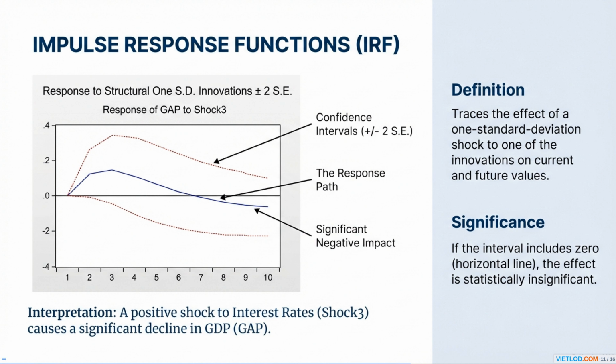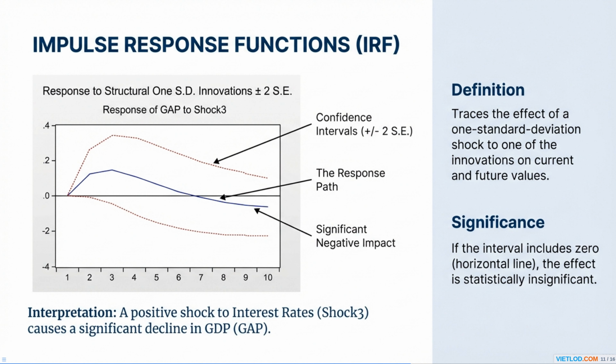This slide visually explains impulse response functions, or IRF. An IRF traces the effect of a 1 standard deviation shock to one of the innovations on the current and future values of other variables in the system. The solid blue line shows the estimated response path of a variable, while the dotted red lines represent the confidence intervals, typically at plus or minus 2 standard errors.